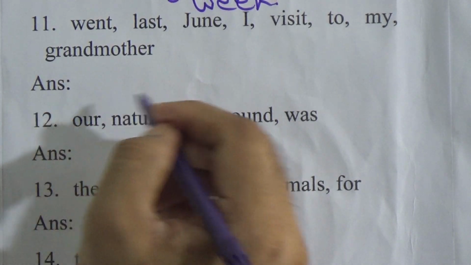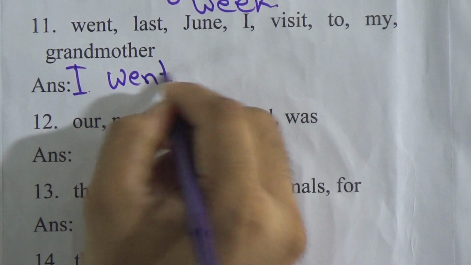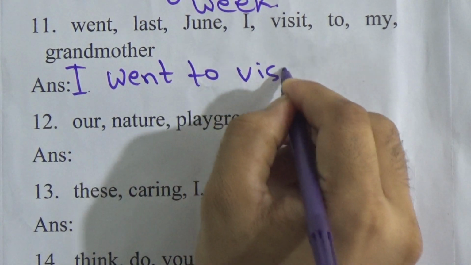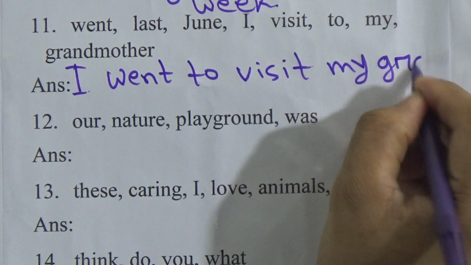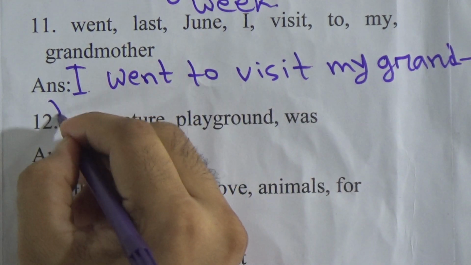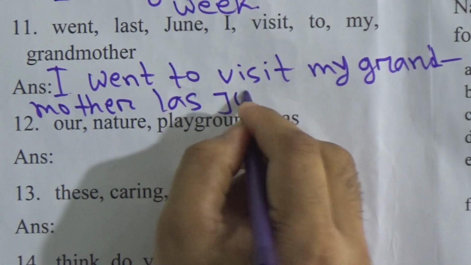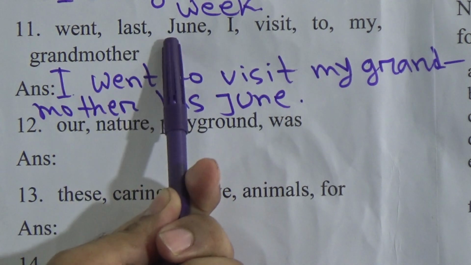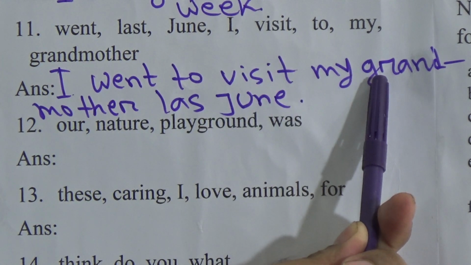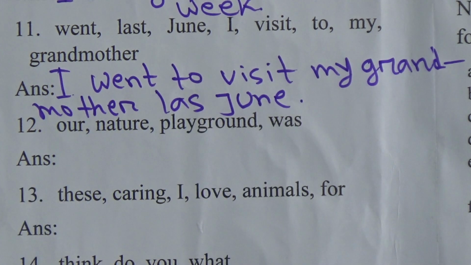Okay, then "last June I went to visit." You can write here, I went to visit my grandmother last June. It also can be done in two ways. You can write, last June I went to visit my grandmother, full stop. Or you can write, I went to visit my grandmother last June. Both are correct.